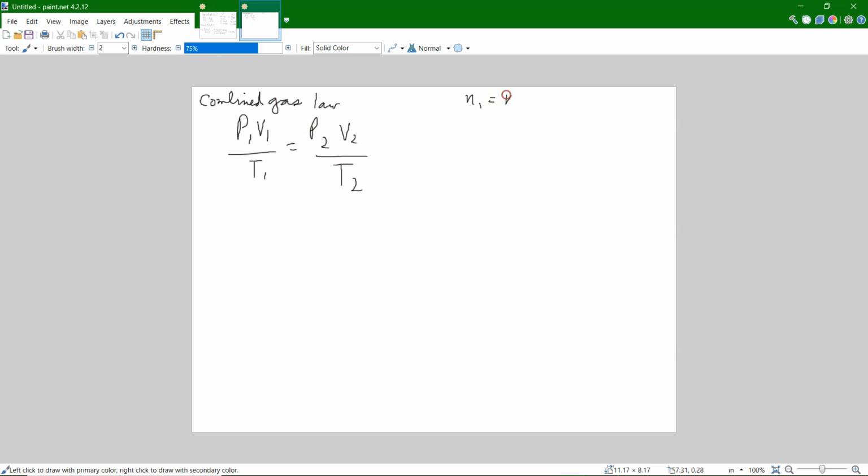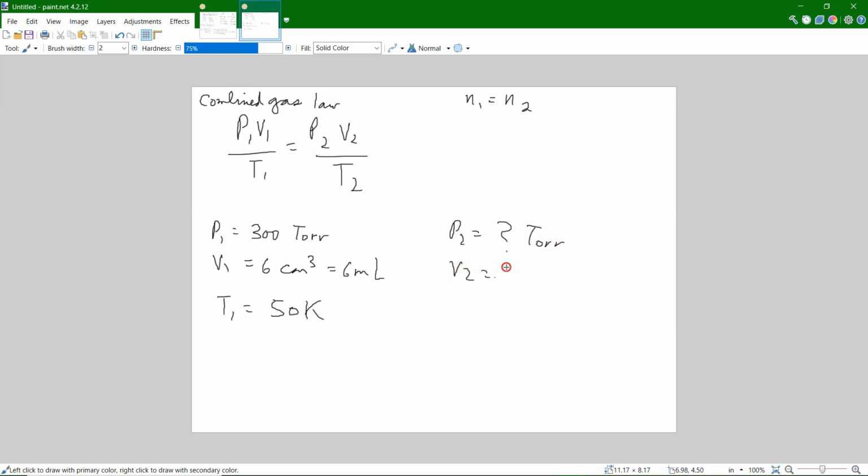N1 equals N2. So if I have P1 of 300 torr, tried a few different units, V1 of 6 cubic centimeters, which is the same thing, by the way, as saying 6 milliliters, right? A cubic centimeter is the same as a milliliter. T1 is 50 Kelvin. P2 is how many torr? If V2 is 8 mils and T2 is 70 Kelvin.